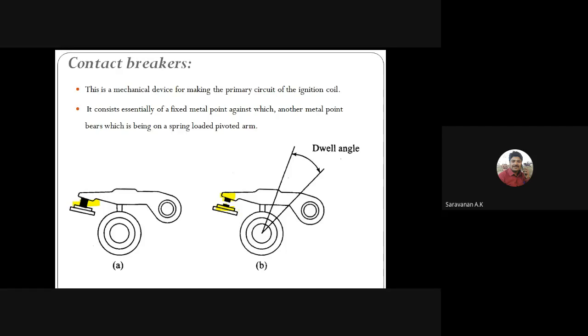If the contact breaker is in the touched condition, the two points will be touching and the supply will flow, right? If the contact breaks, the pivoted arm comes down and the break is disengaged, right? So the electrical supply will be cut off.